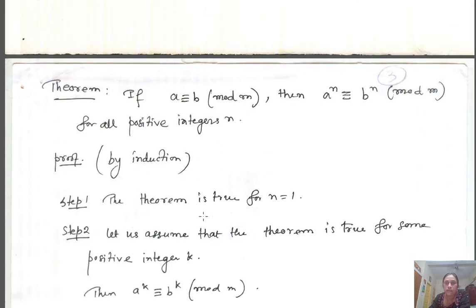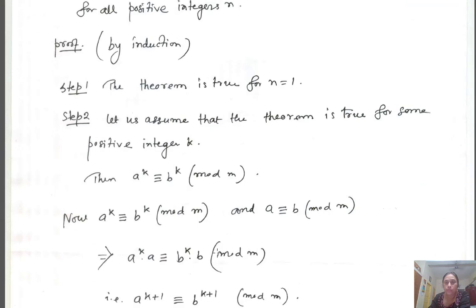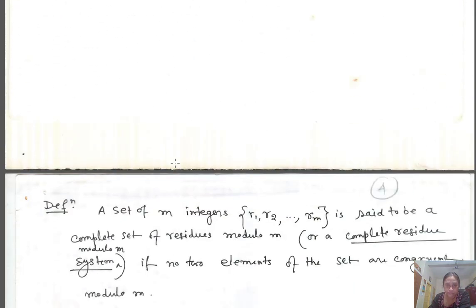The next one is also a very useful result for modular operations. If A is congruent to B modulo M, then you can raise A to the power n and B to the power n, for any positive integer n. So A congruent to B modulo M means A to the power n is also congruent to B to the power n modulo M for all positive integers n. Both sides, any exponent, the same exponent you can raise, they are also congruent. The proof is by induction.